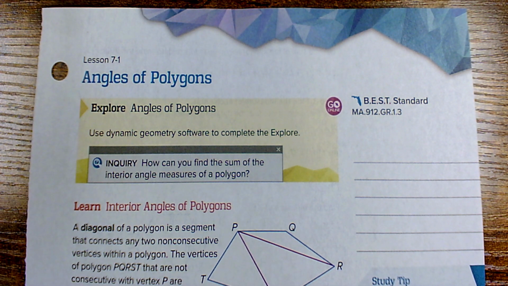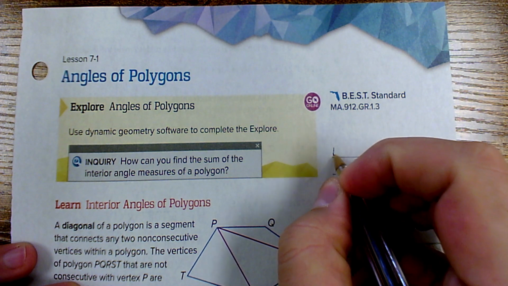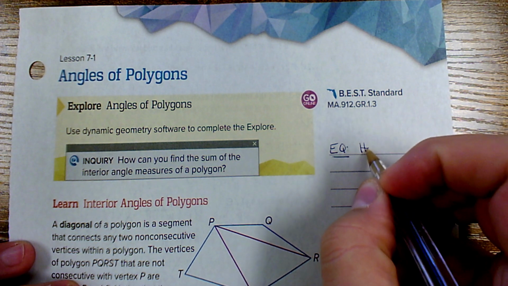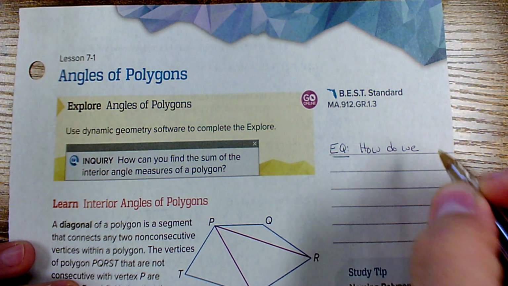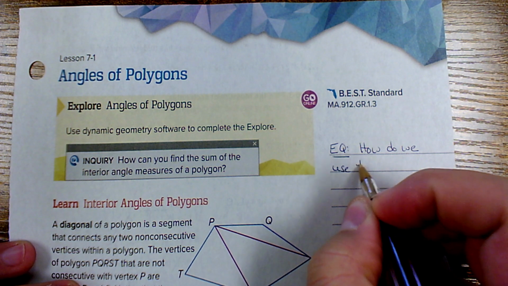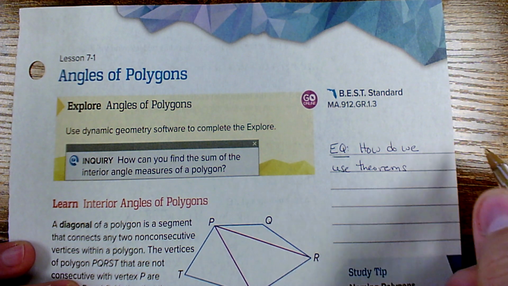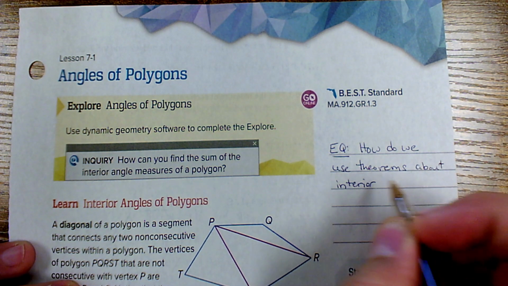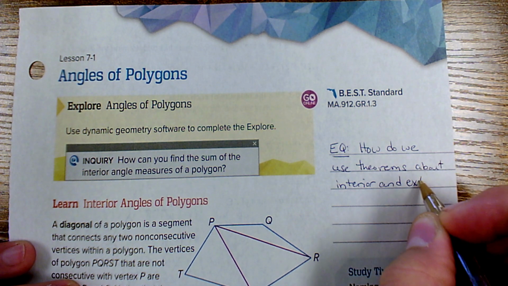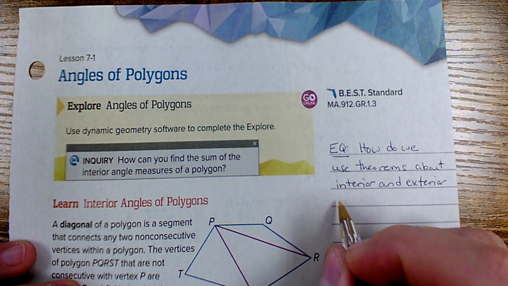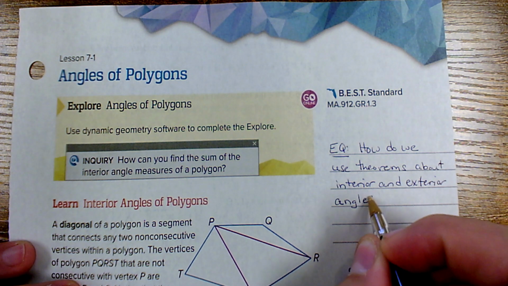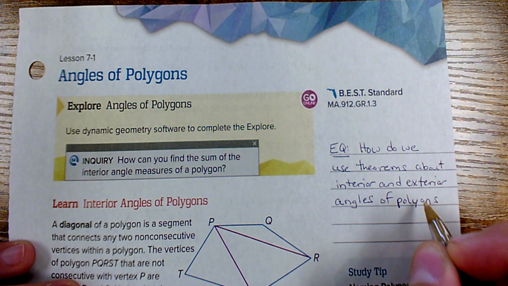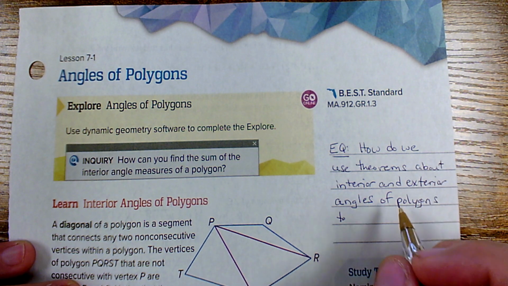So our central question is as follows. How do we use theorems about interior and exterior angles of polygons to solve problems?